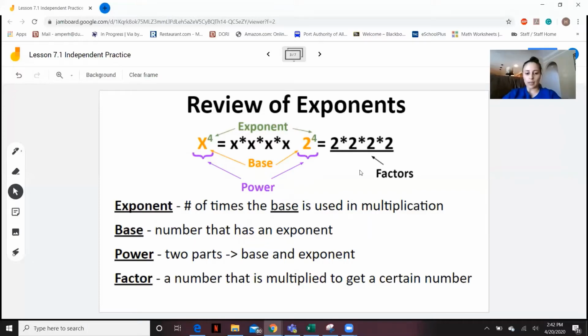If you want to see it in words: the number of times the base is used is the exponent, then the base is what's in orange, and the power is the two parts together. Then the word factor is the term for the number that's being multiplied to get a certain number. So here 2 is our factor that's being multiplied to get this 2 to the 4. When we say factor, those are the numbers that are being multiplied to get another number.